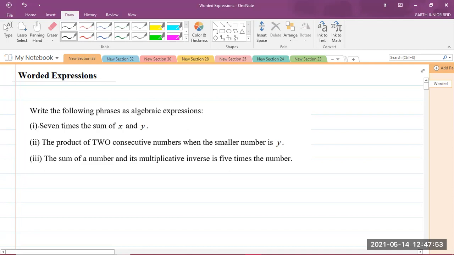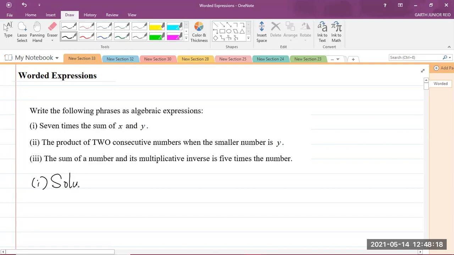The first part says 7 times the sum of x and y. Part 2, the product of two consecutive numbers when the smaller number is y. And part 3, the sum of a number and its multiplicative inverse is 5 times the number. All right, so let's go right into the question with part 1.